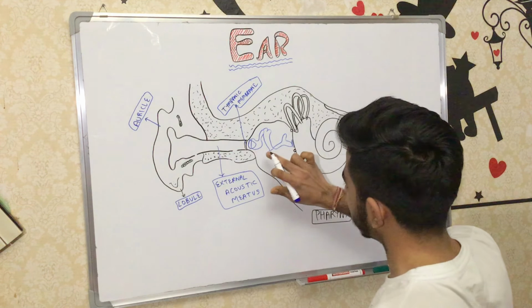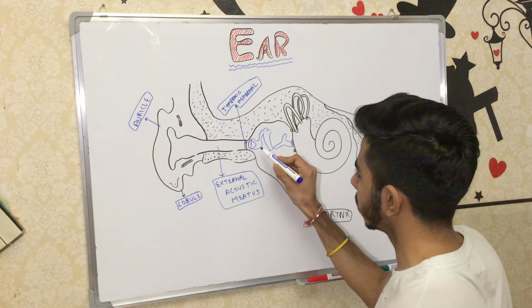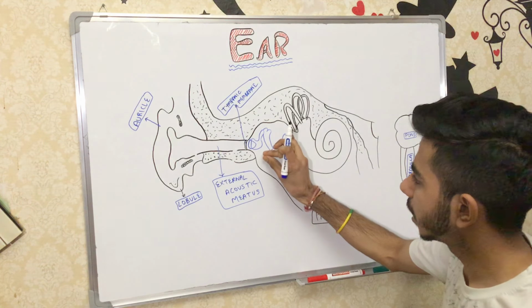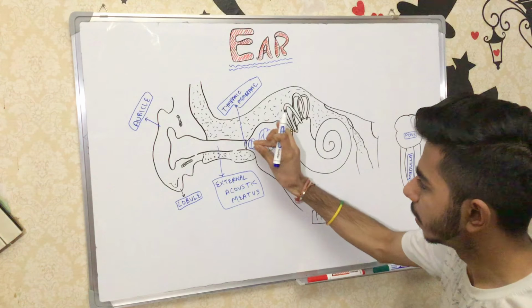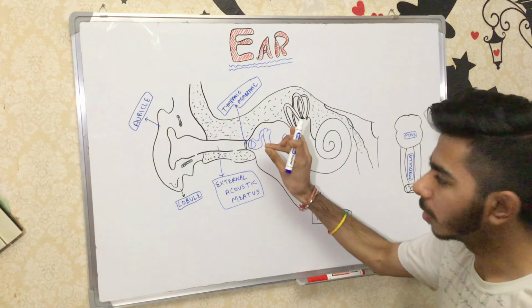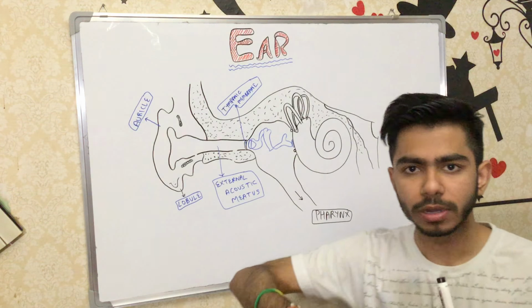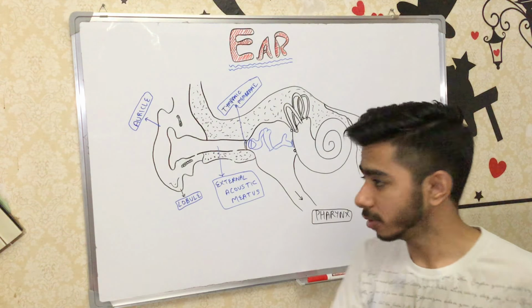Okay. This bone I have drawn. This is the malleus. Malleus is mainly connected with the tympanic membrane. Okay, tympanic membrane, or you can say eardrum. Tympanic membrane is also called the eardrum. You must have heard about this.